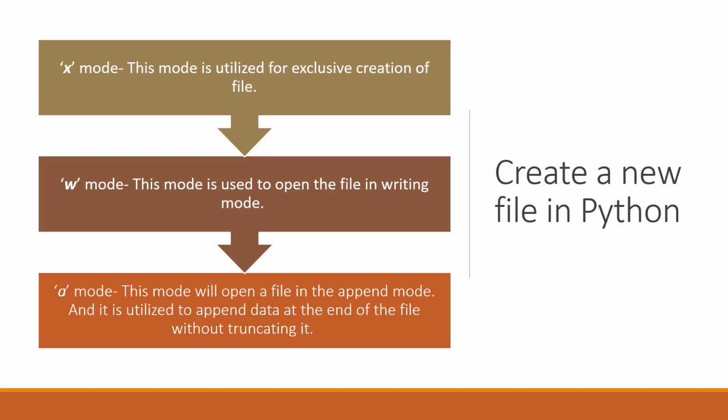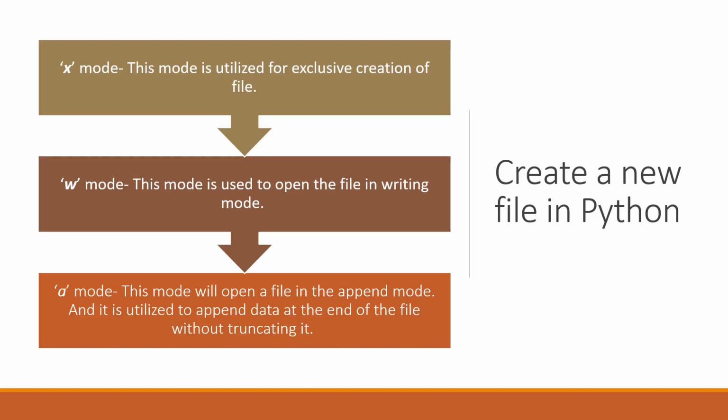So these are the three main modes that we can utilize. The very first mode is X. Now this mode, as we discussed earlier, is utilized for exclusive creation of a file. Then we can also utilize the W mode, which is used to write a file. Now this mode will create a file when the file does not exist. Now if the file already exists, this mode will truncate the file and the data in the file will be removed. So if we want to use this W mode, we need to use it very carefully.